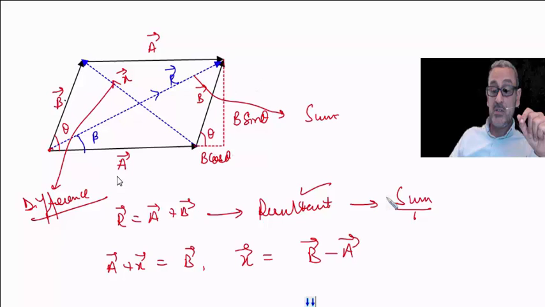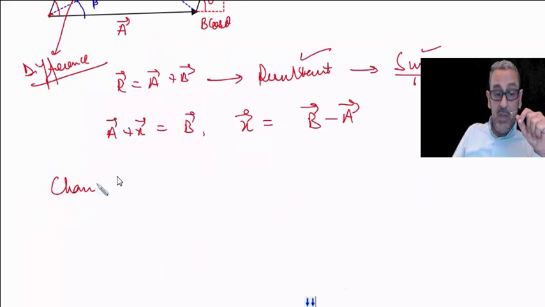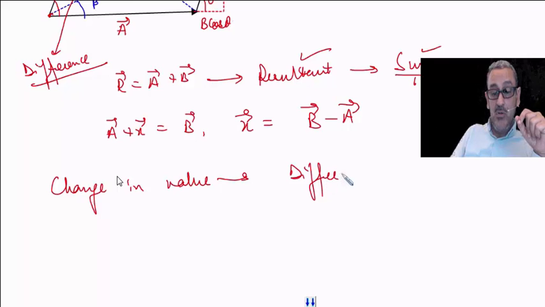Hope this is clear to you. So you will be having such applications where you should not be confused between sum and difference. Sometimes there is a question where the person is asking to find the change in value. Change in value means you have to find the difference. In those situations do not find the sum, find the difference.